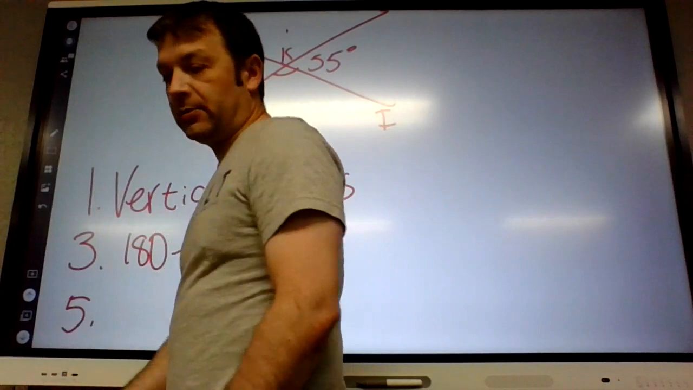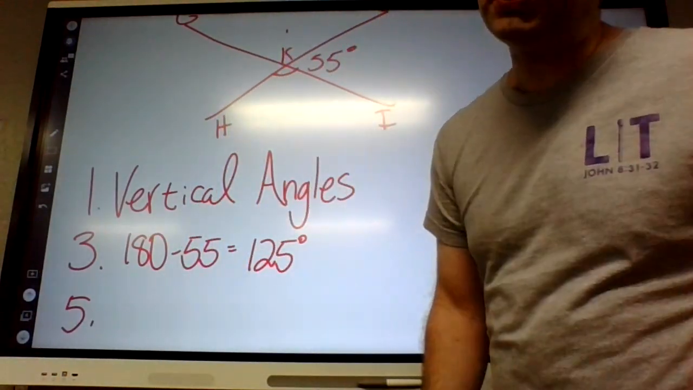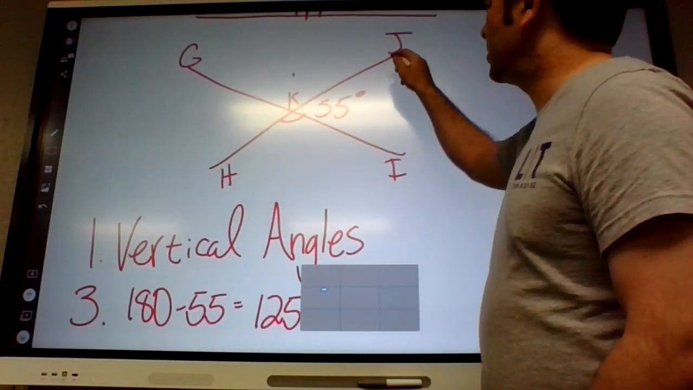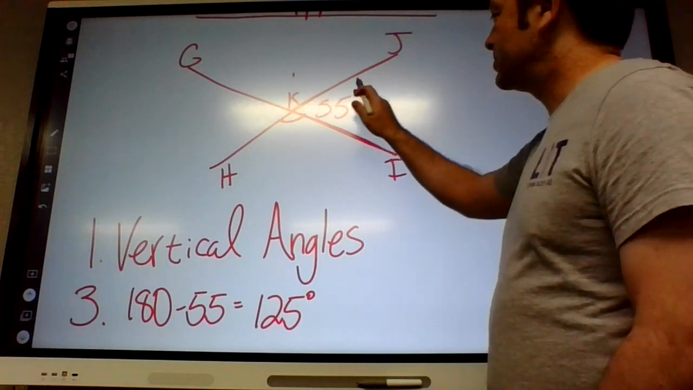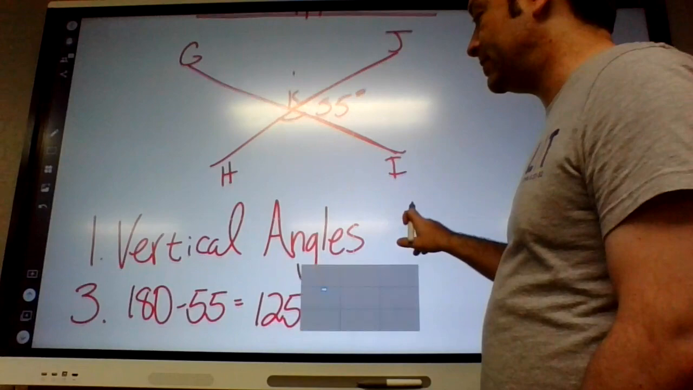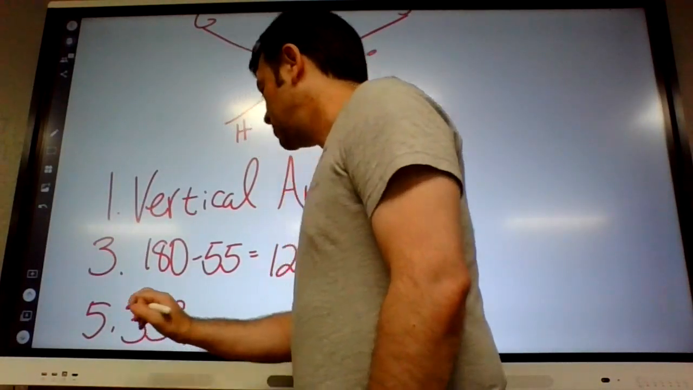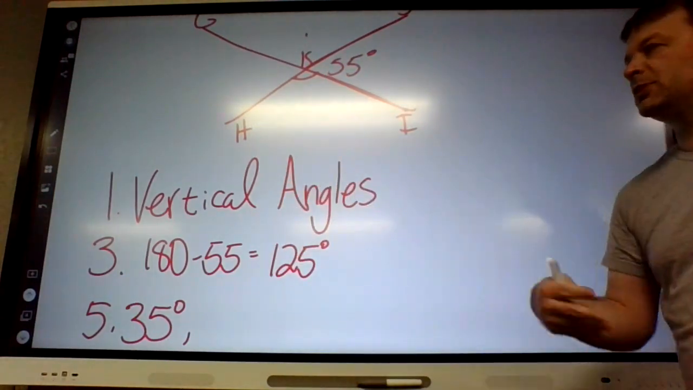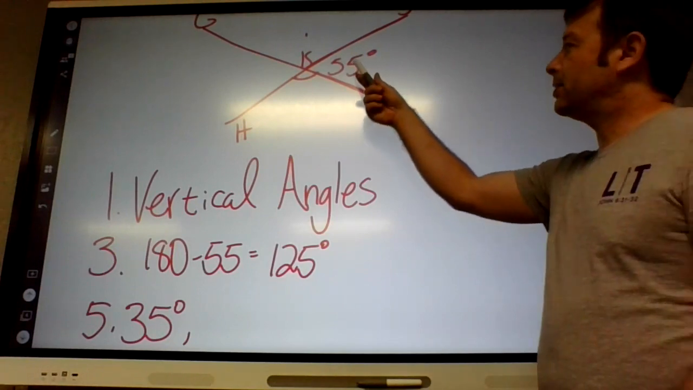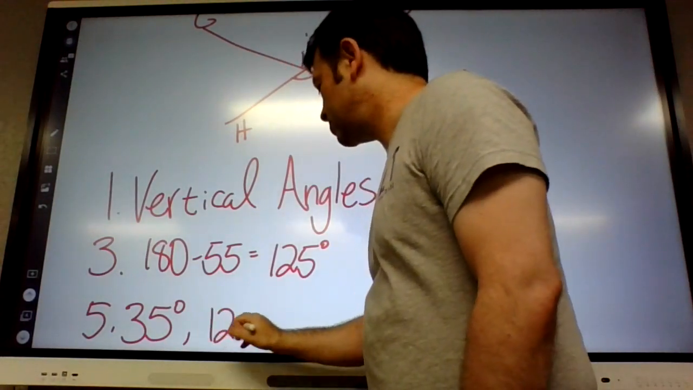All right. Number 5. What is the measure of the complement of angle JKI? 35. Okay. Yeah, JKI is this 55. So the complement means adds up to 90. So 90 minus 55 is 35. Then it says, what's the supplement of that angle? 125. Right. 180 minus 55 is 125.